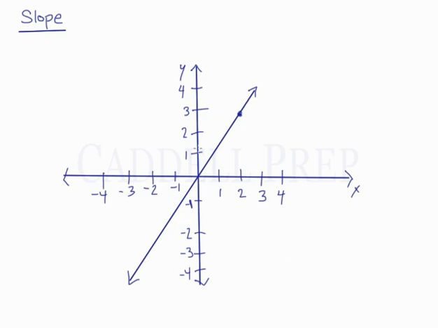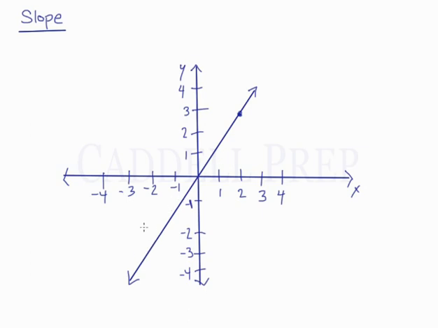In this lesson, we're going to go over slope. So again, we have our coordinate plane, x-axis, y-axis, and we have a line drawn on the coordinate plane. This line has a slope. The slope tells us how steep the line is, how quickly it goes up, or how quickly it goes down.